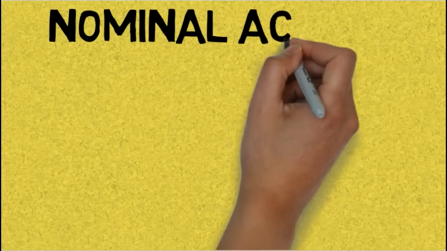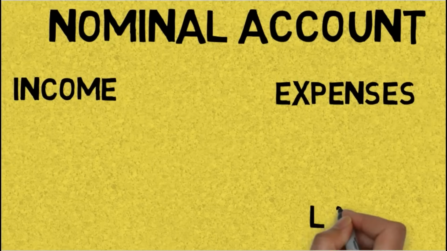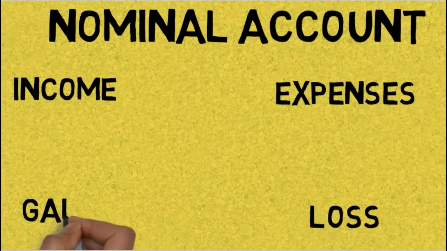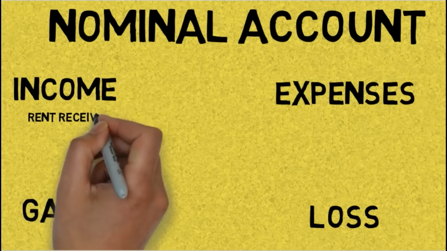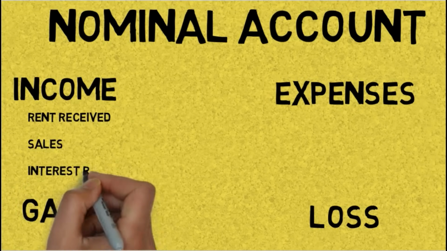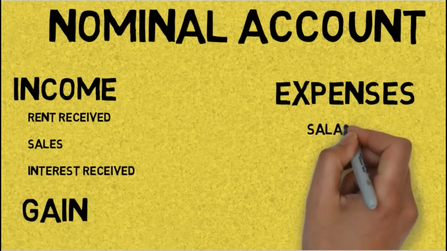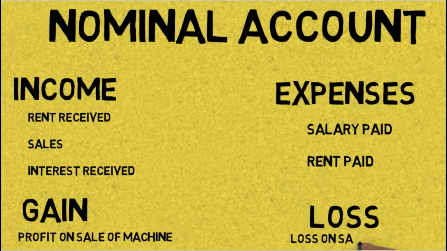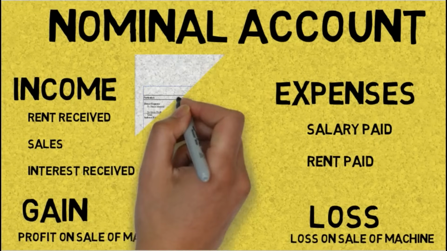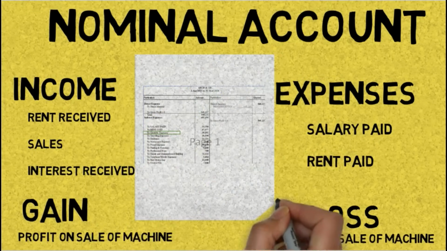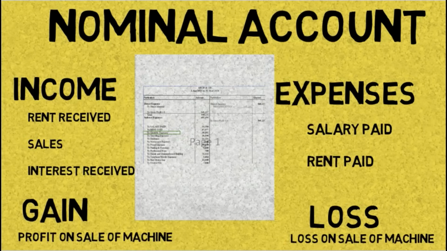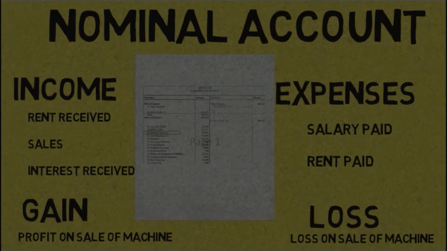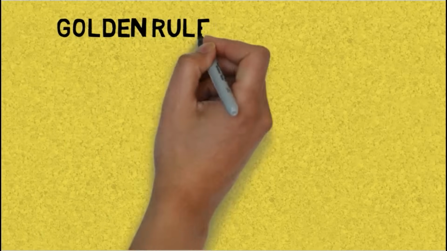Now come to the nominal account. Nominal accounts are those which relate to income, expense, losses, gain, etc., like rent received, sales, interest received, or salary paid, rent paid, or profit on sale of machine or loss on sale of machine. We can conclude that all the accounts appearing in the profit and loss statement are in the nature of nominal account. Here we will apply the golden rule of debit and credit to the nominal account.